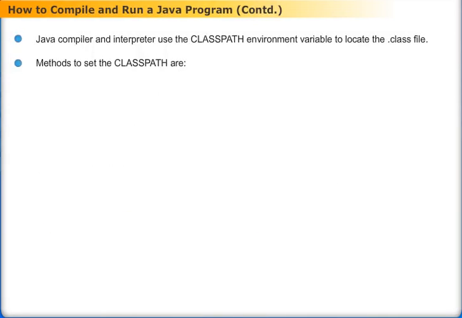The classpath variable is used by both the Java compiler and the Java interpreter to locate the .class file. The default value of the classpath variable is the current working directory. However, specifying the classpath variable or the -cp command line switch overrides the default value. The directory containing the root name of the package tree must be added to the classpath variable.